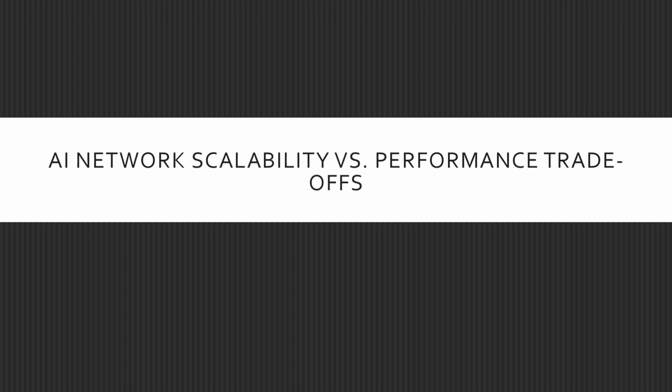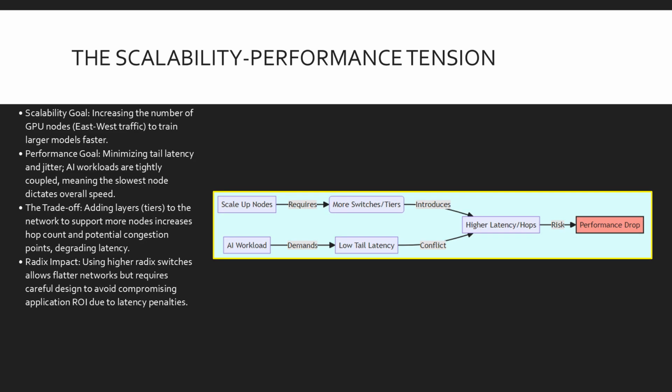Welcome. In AI data center design, scaling infrastructure often competes with maintaining peak performance. Today, we will explore the critical trade-offs between scalability and performance and how to balance them. Designing AI networks, we face a fundamental tension. Scalability aims to connect thousands of GPUs to handle massive datasets.